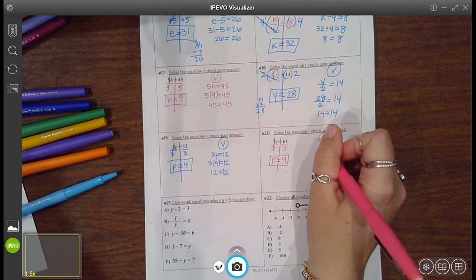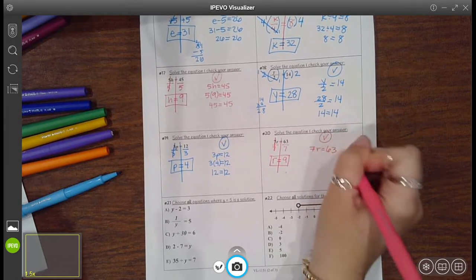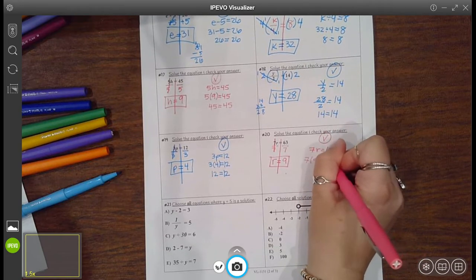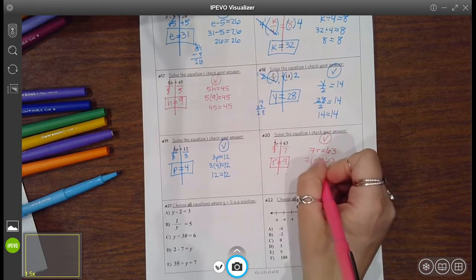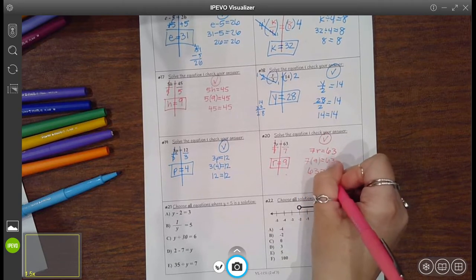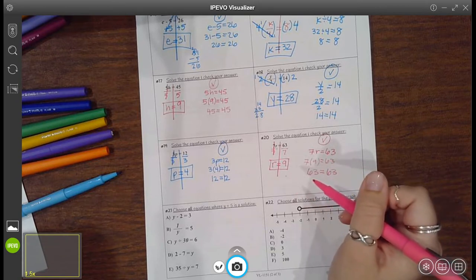And then check it. Okay, original, substitute in what you think r is, and then simplify. 7 times 9 is 63. Bring down your equal sign, bring down your 63. That's a true statement. Woohoo, you know you're right.